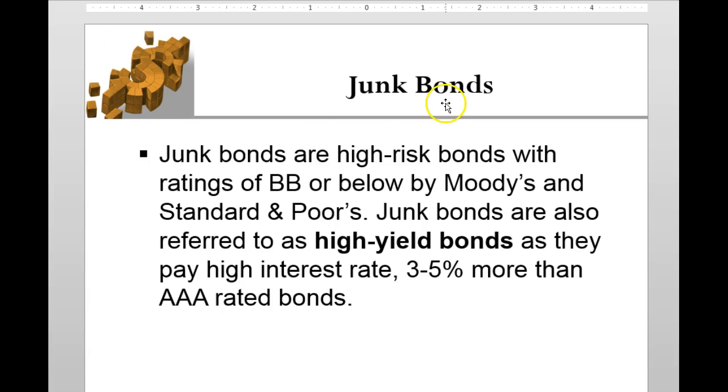And then we talk a little bit about junk bonds. And junk bonds are very high yield bonds. They pay a really high interest rate. They pay 3 to 5% more than AAA rated bonds. So, they're very risky bonds, okay? You have to be careful with that. But some people like to play the bond game, the market game.